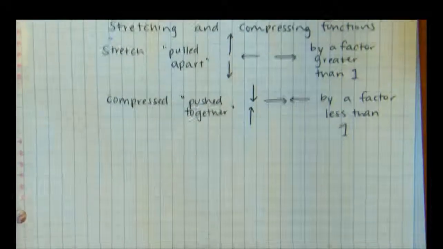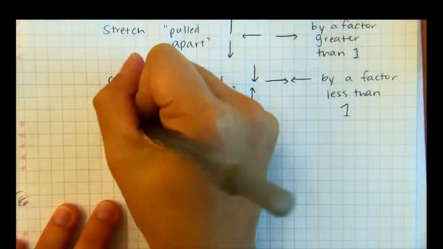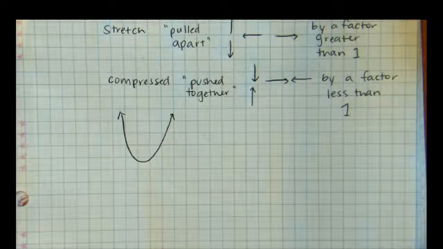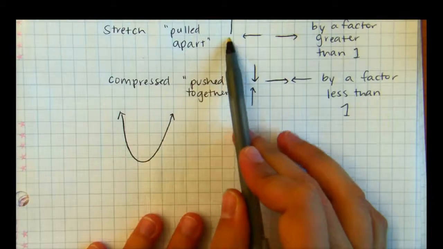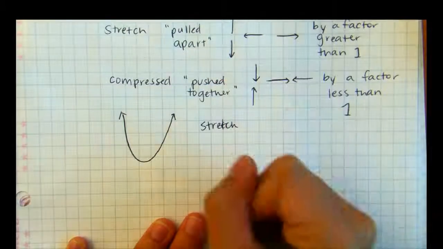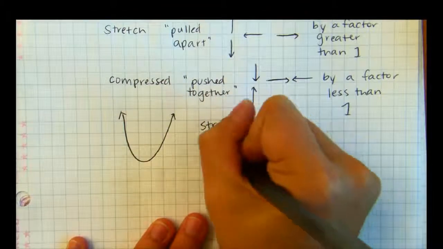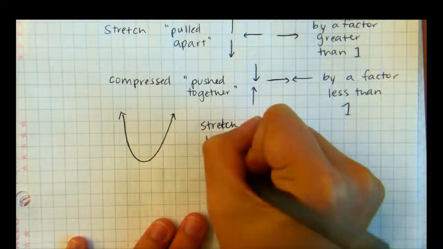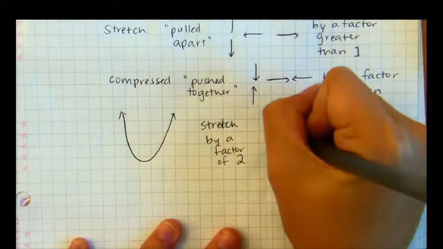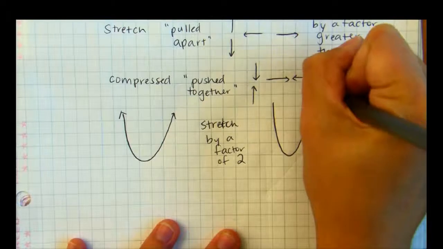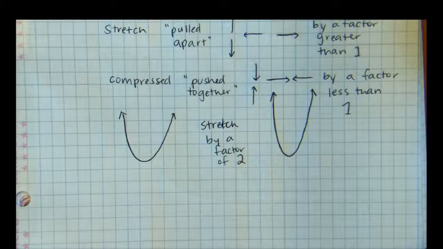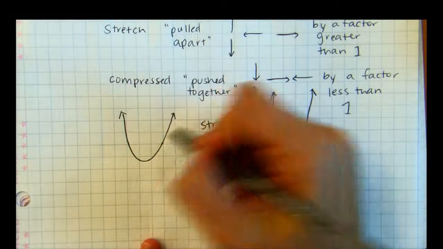Okay, so to give just a brief example, if I've got my original parent function x squared, and I'm stretching my function vertically by a factor of, let's say, 2, it's going to get taller and taller, narrower and narrower. Or those key critical points are going to get taller from where they were originally.